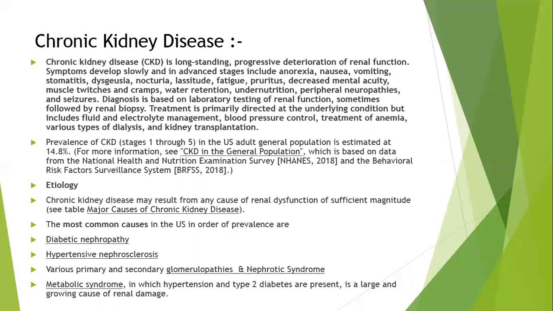What is the etiology? Chronic kidney disease may result from any cause of renal dysfunction of sufficient magnitude. Okay, the most common cause in the US in order of prevalence is diabetic nephropathy. If uncontrolled diabetes causes CKD, we call these diabetes comorbidities. Okay, hypertensive nephrosclerosis, various primary and secondary glomerular nephritis, nephrotic syndrome, and metabolic syndrome, where hypertension and type 2 diabetes are present, is a large and growing cause of renal damage.